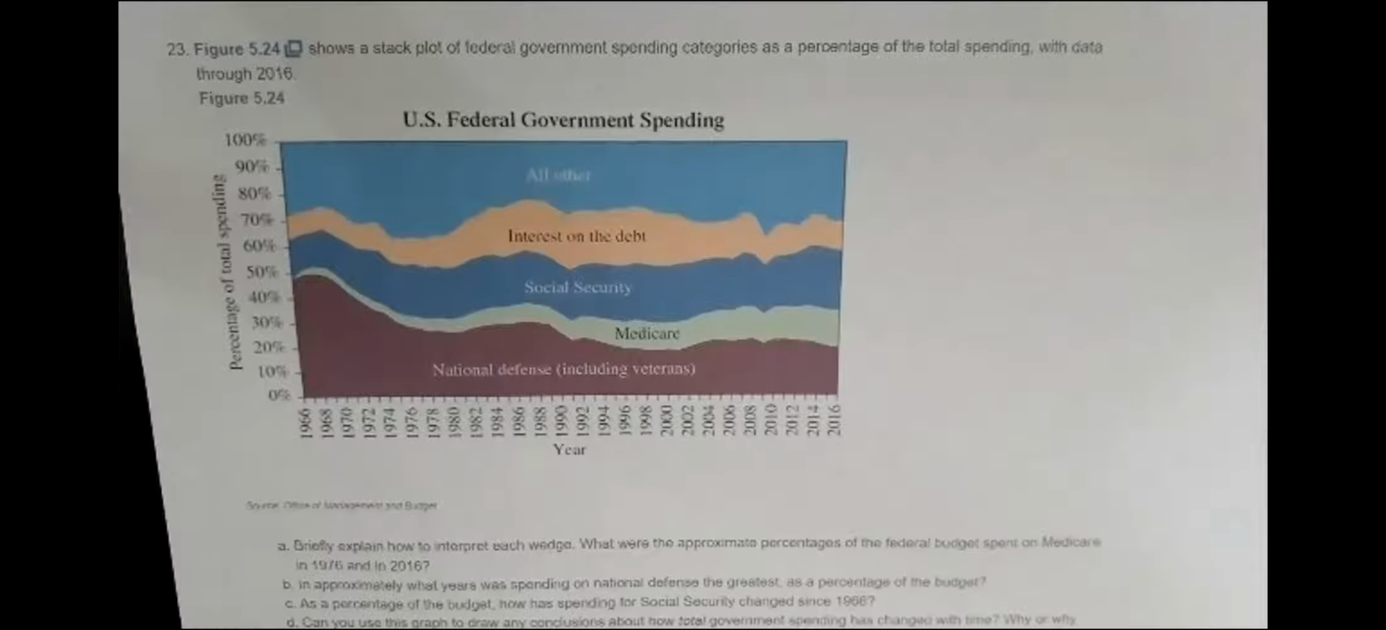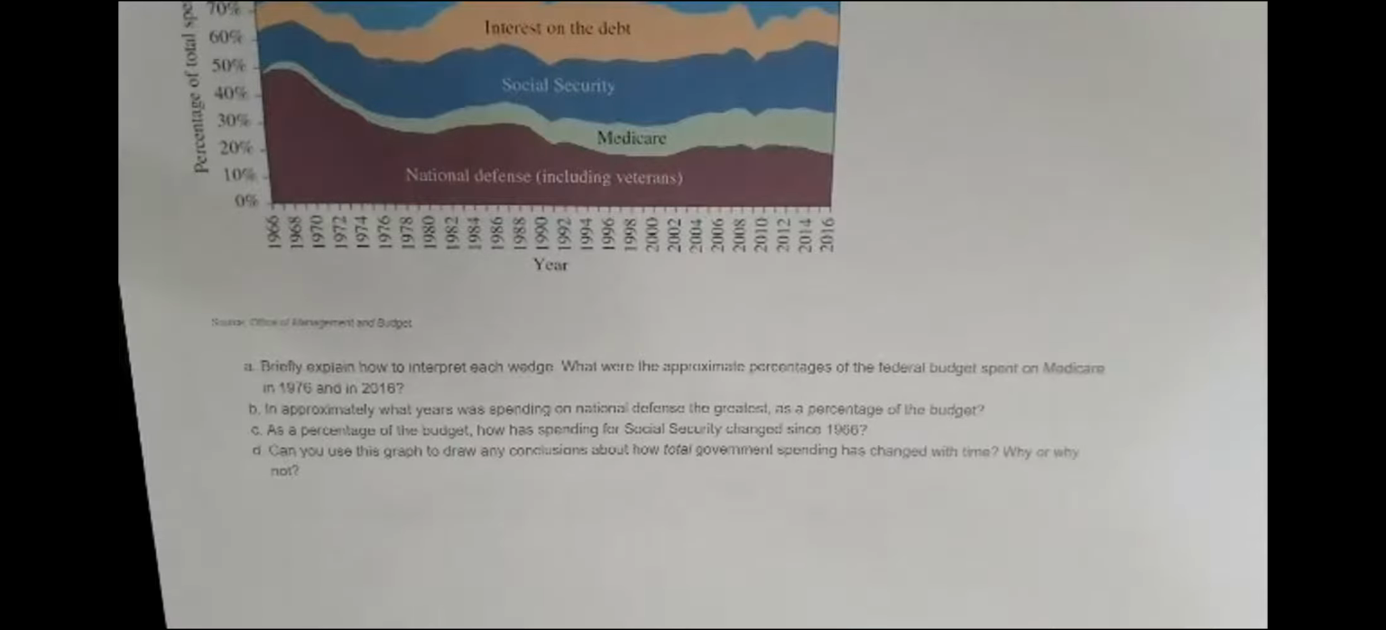23 shows a stack plot of federal government spending categories as a percentage of the total spending with data through 2016. Part A says briefly explain how to interpret each wedge. What were the approximate percentages of the federal budget spent on Medicare in 1976 and in 2017?